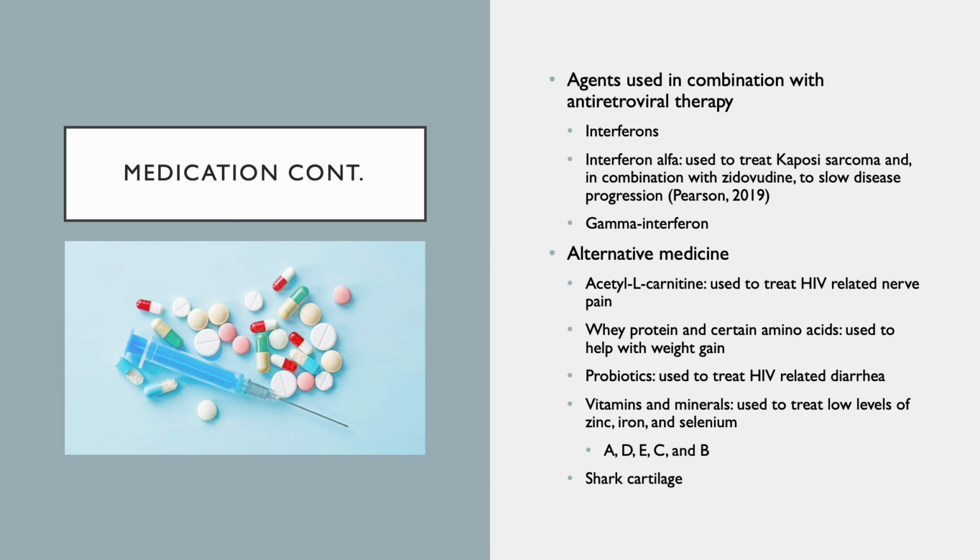We've got some alternative medicine, including acetyl L-carnitine, which is used to treat HIV-related nerve pain. We've got whey protein and certain amino acids, which are used to help with weight gain. We've got probiotics, which is used to treat HIV-related diarrhea. We've got vitamins and minerals used to treat low levels of zinc, iron, and selenium. And this includes vitamin A, vitamin D, vitamin E, vitamin C, and vitamin B. And then we've also got shark cartilage on here.